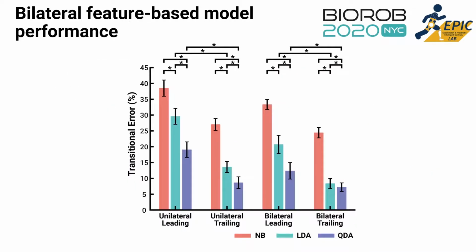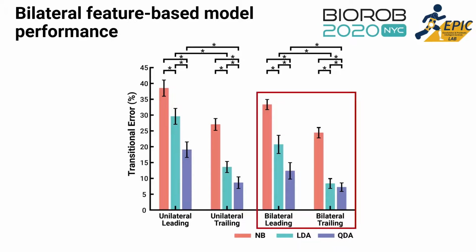Lastly, we looked into the effect of using bilateral sensor information. Utilizing the bilateral feature information was able to further improve the classifier performance. The results show that fusing bilateral features can reduce the overall classification error by 43%.